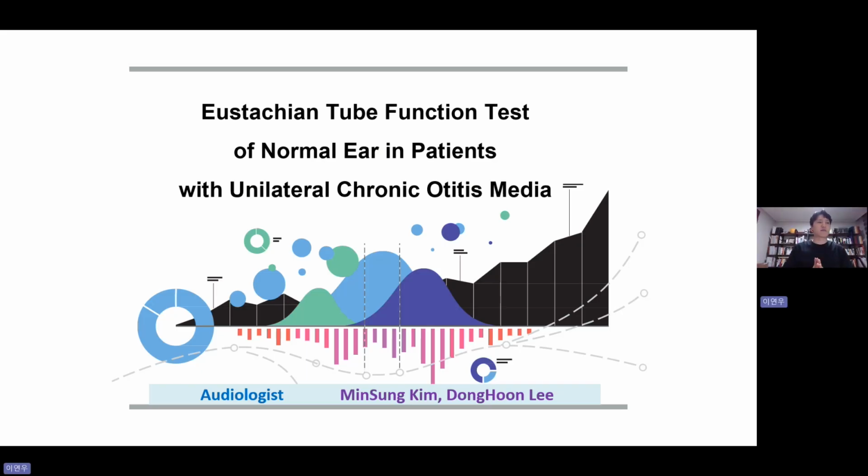Hello, I'm Min-Sung Kim. I'm so grateful to all the audience who came in to hear my presentation. We are honored to present our research at such a large academic conference. This study was conducted with my research partner, Dong-Hoon Lee, an audiologist, while working at the hearing test room at Busan National University Hospital in Korea.